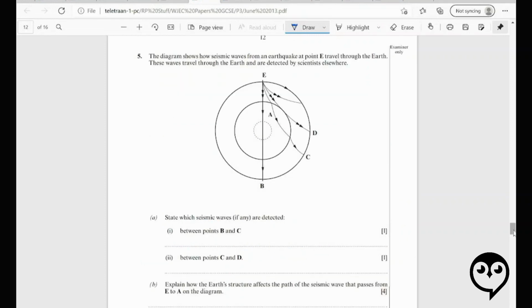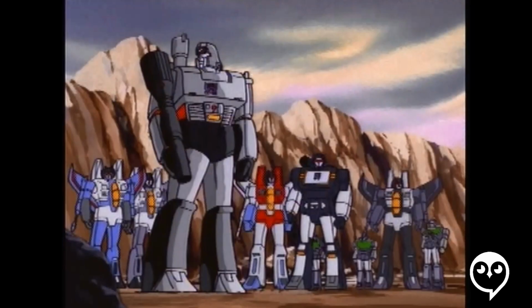Okay, moving on to number 5 from the same paper. Here is the first of a few seismic questions we're going to look at.